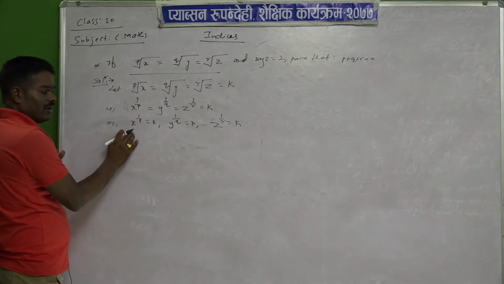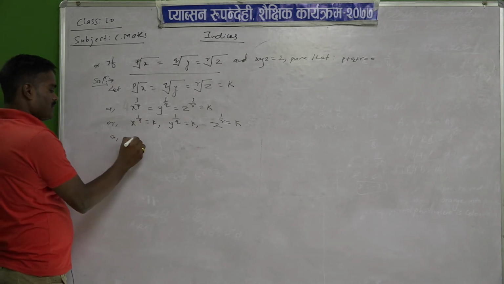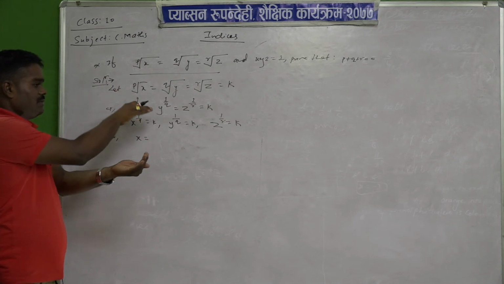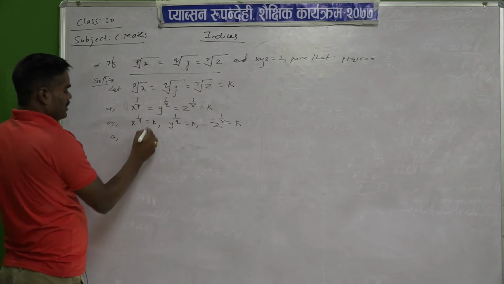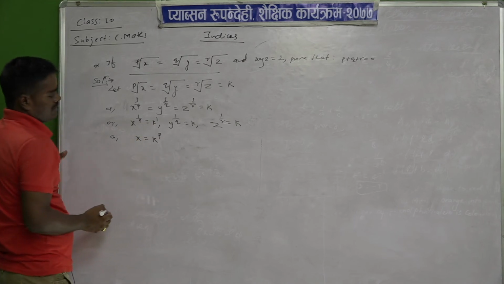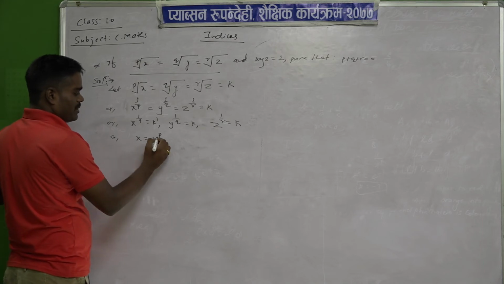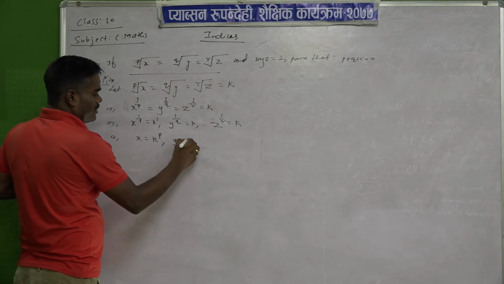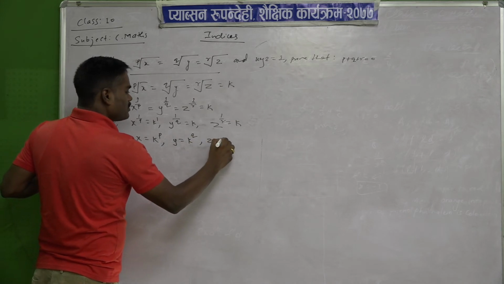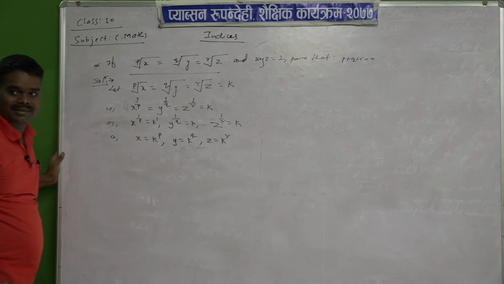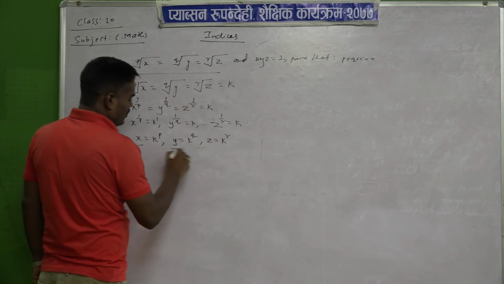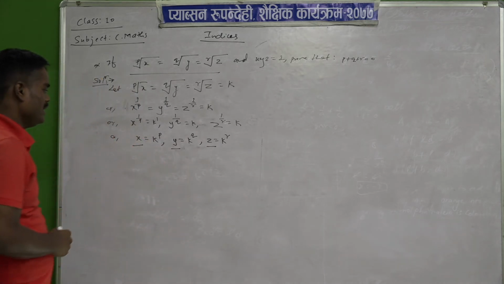So we have to find out the value of x. Here x equal to what? I have told you it will just reverse while going to the other side. So here it is k power 1. So x power p, x equal to k power p, y equal to k power q, z equal to k power r. So we have got the value of x, y and z.